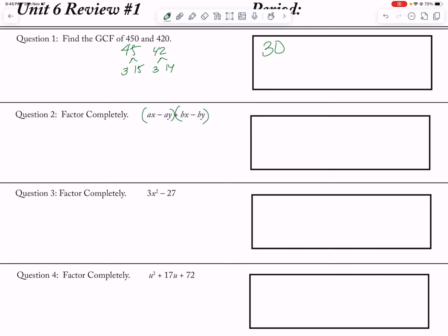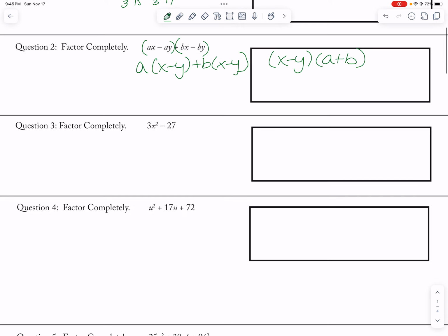Okay. So now I can factor out an A. I'm left with an x minus y. Factor out a B. I'm left with x minus y. So I'm left with an x minus y and an A plus B. I should not have done this one. Oh, yes, I should. I promised you guys I would do all of them.